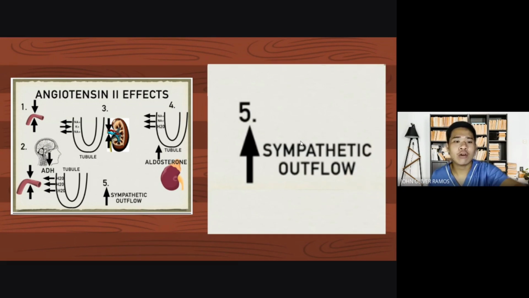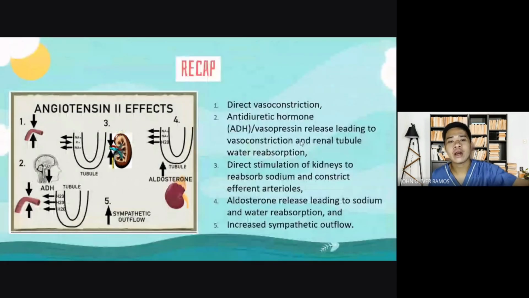Lastly, the fifth figure: angiotensin II acts to increase sympathetic surge. It acts centrally to increase sympathetic outflow and also acts peripherally on sympathetic ganglia and the adrenal medulla to facilitate sympathetic response.